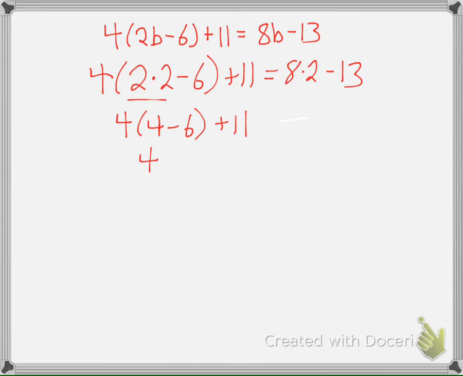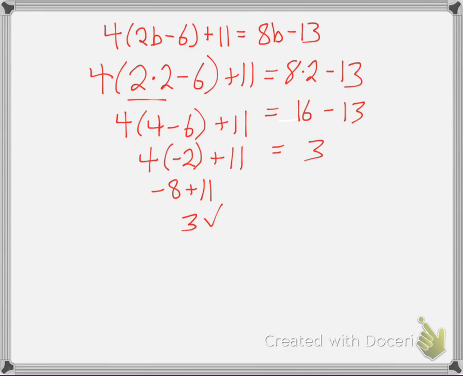So 4 times negative 2 plus 11, which gives me negative 8 plus 11, which gives me positive 3. And then on the other side, we have 16 minus 13, and 16 minus 13 is 3.